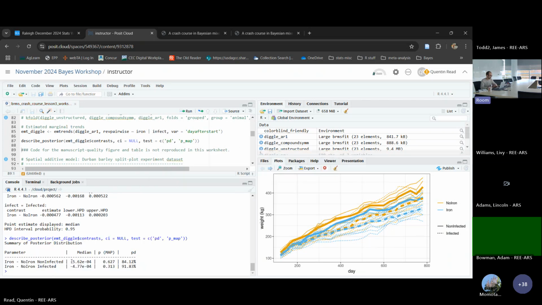Yes, so you can see the median estimate. That's the same number here, the minus 0.000562. That's the difference in slopes between iron and not iron for non-infected cows. And the p-map value is very high, indicating the ratio of evidence for the null, a zero difference in the slopes, versus what we observe is quite high. So we don't want to say that iron supplementation is doing much here.